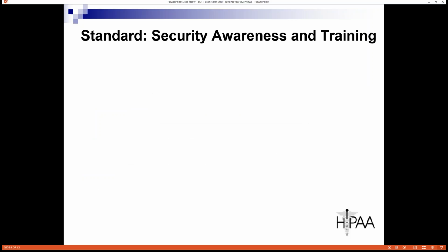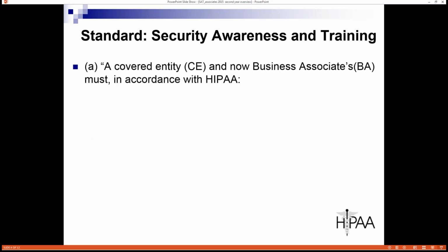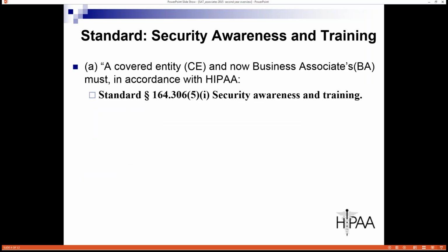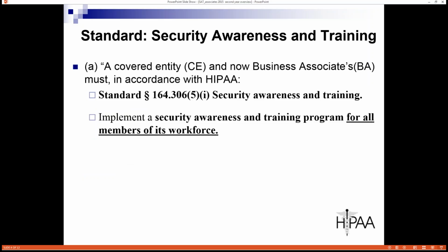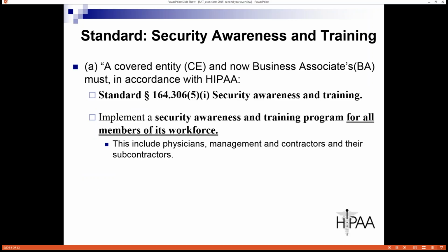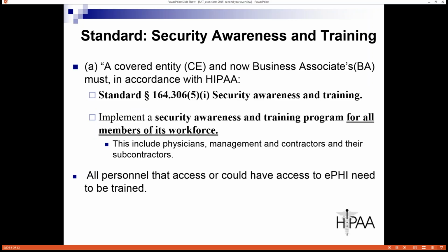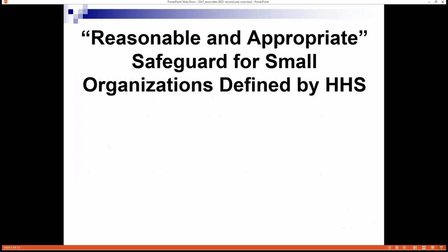The standard, security awareness and training. A covered entity and now BAs must, in accordance with HIPAA standard 164.306.5I, security awareness and training, implement a security awareness training program for all members of its workforce. This now includes physicians, management, contractors, and their subcontractors. To net it out, all personnel that have access to or could have access to EPHI need to be trained.